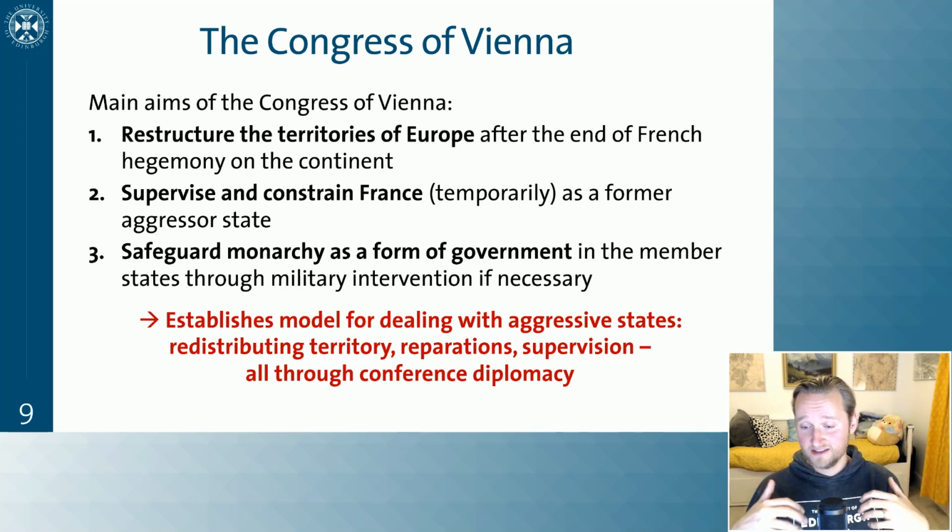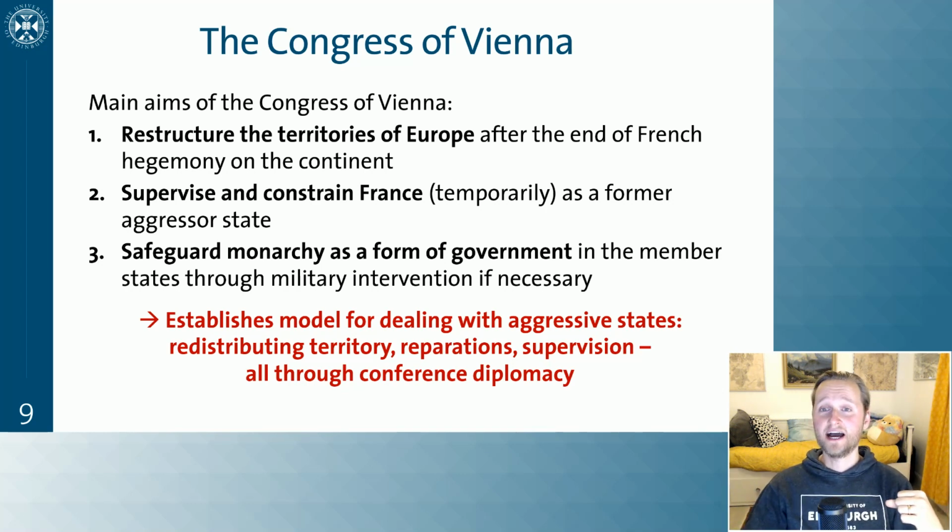So they got together and they decided to negotiate and hash out how Europe should look in the future post-Napoleon. They had three main goals. First, they had to think about how to restructure all the territories that Napoleon had taken over. So what do we do with those? What countries do we make?